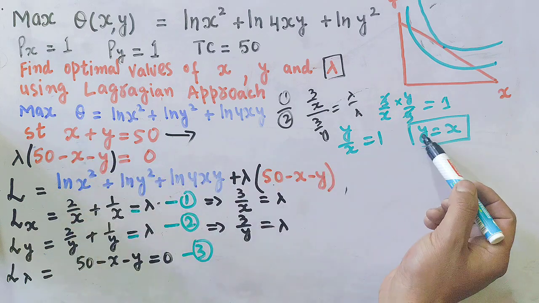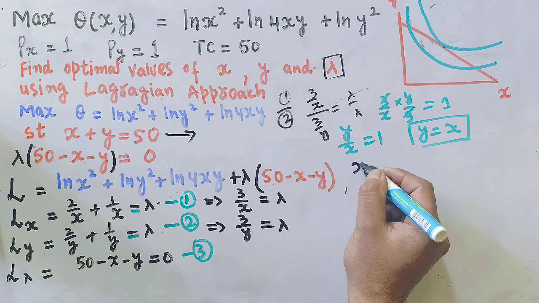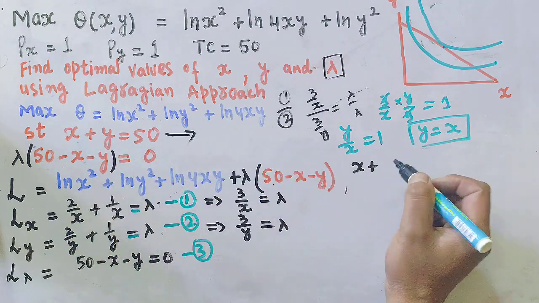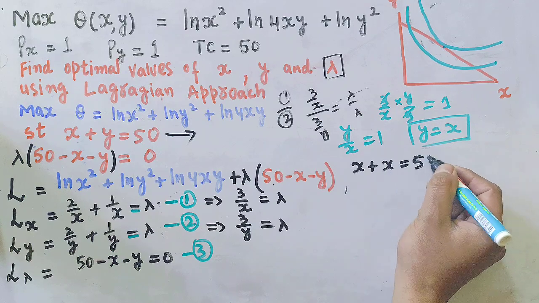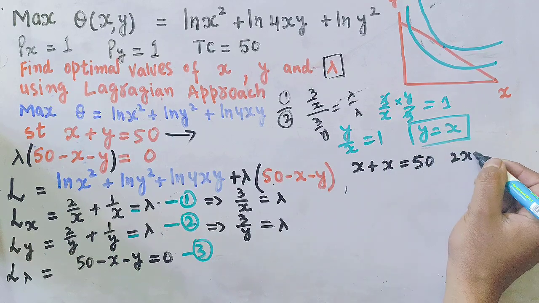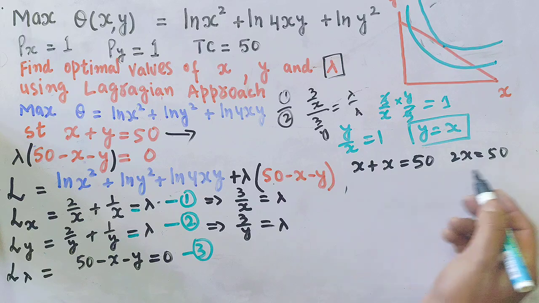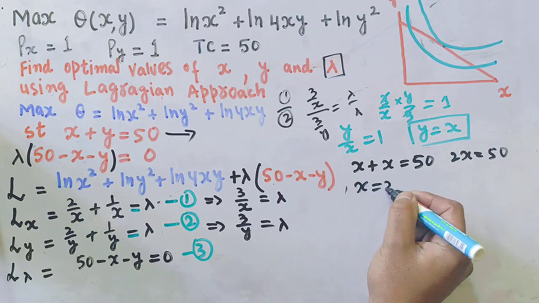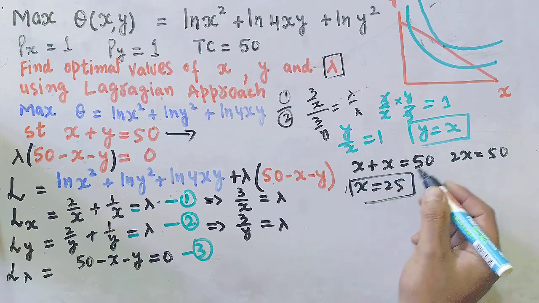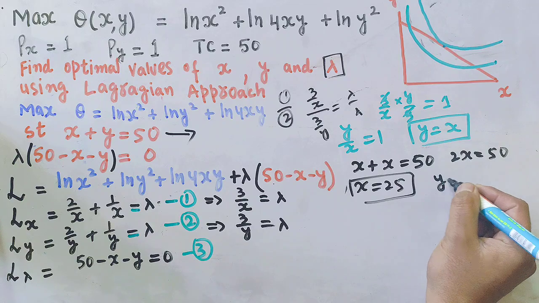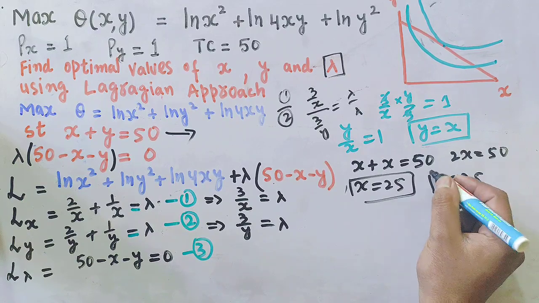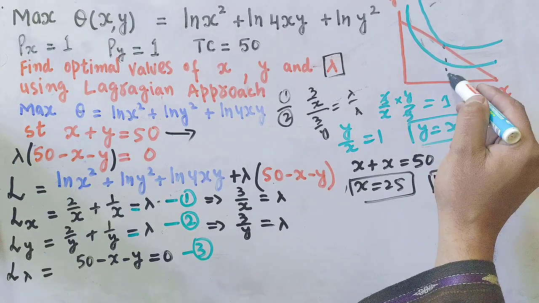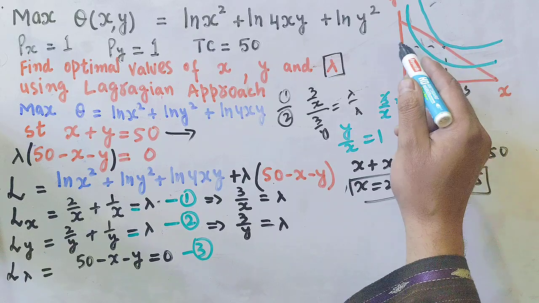So since y is equal to x, can I write x plus, in place of y, x again, is equal to 50. So 2x is equal to 50, which implies, dividing both sides by 2, x will be equal to 25. Since y is equal to x, that means y is also equal to 25. That means the optimal values of x and y will be 25 and 25.